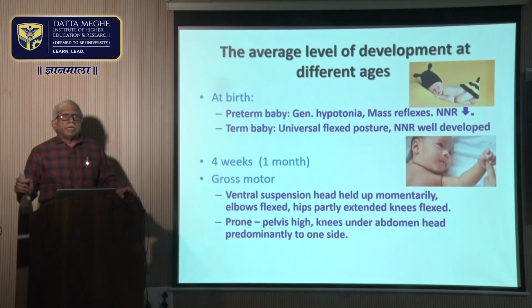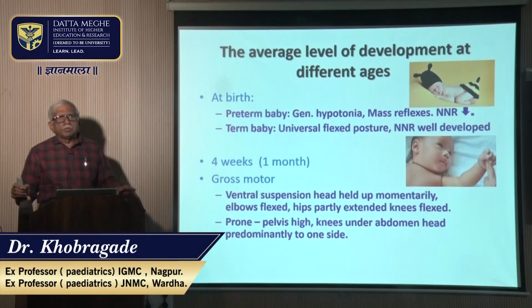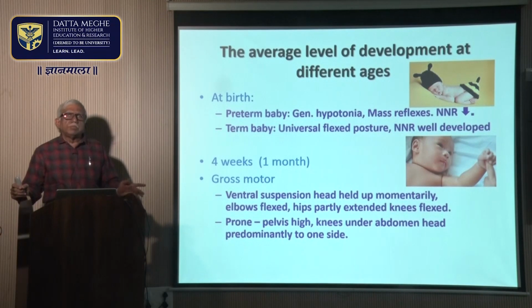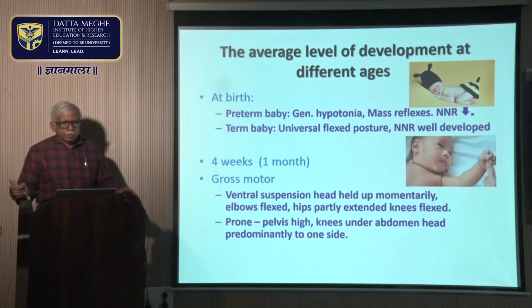Now, coming to the average level of development at different ages. For example, newborn I will discuss, then at the age of 3 months, 6 months, then 9 months, 12 months, then 15 months, 18 months, 2 years and so on. So, for various age groups, what are the milestones under the 4 domains, that means the gross motor, the fine motor, the language and the social, psychosocial.